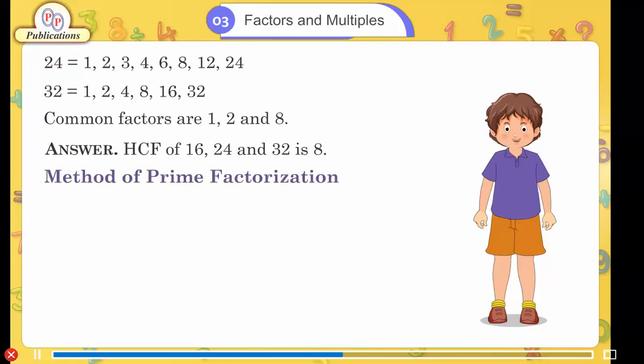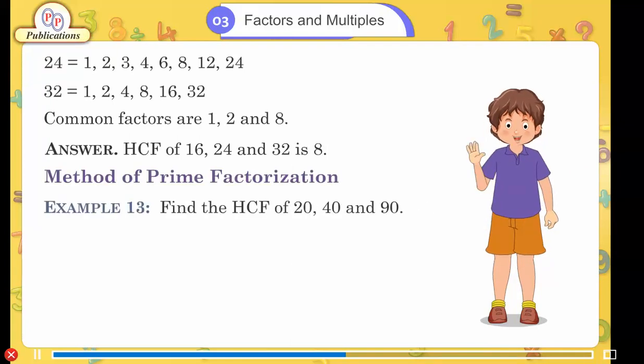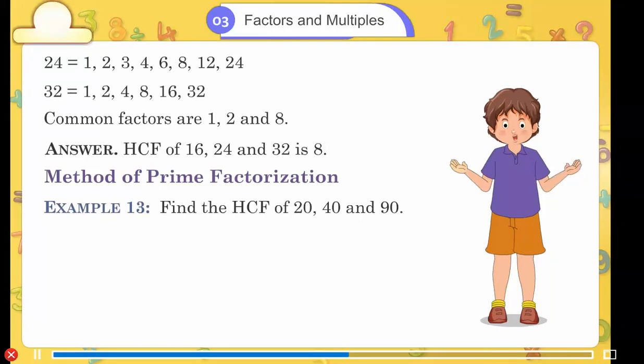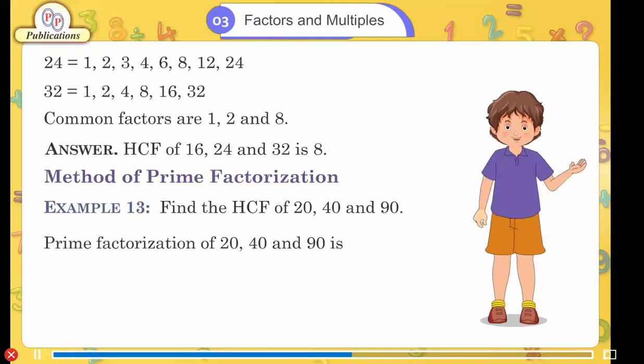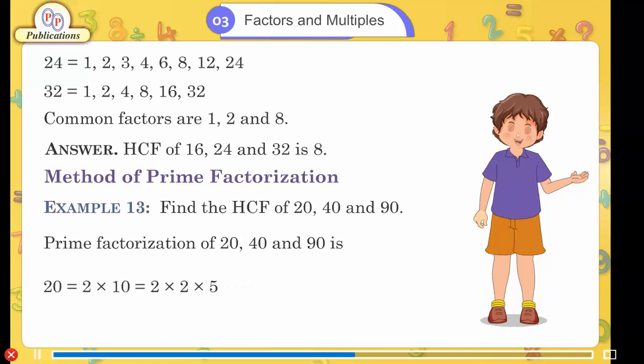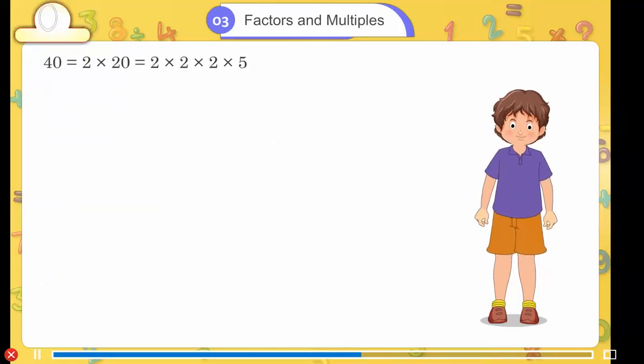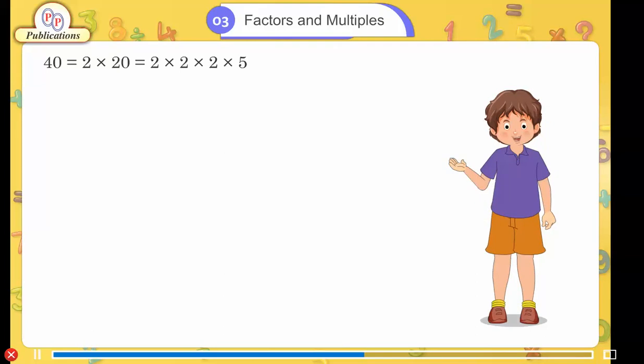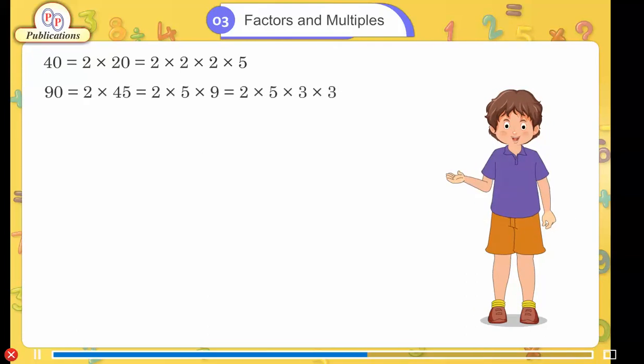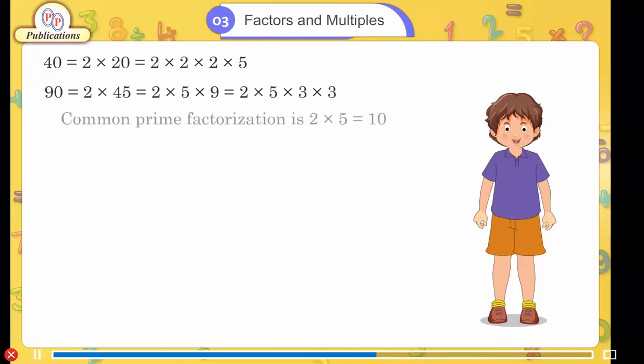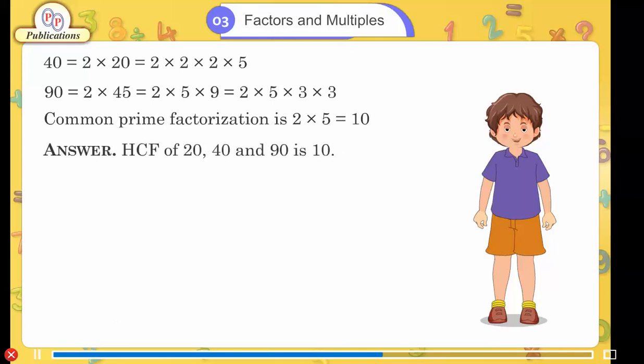Method of prime factorization. Example 13. Find the HCF of 20, 40 and 90. Prime factorization of 20, 40 and 90: 20 is equal to 2 into 10 is equal to 2 into 2 into 5. 40 is equal to 2 into 20 is equal to 2 into 2 into 2 into 5. 90 is equal to 2 into 45 is equal to 2 into 5 into 9 is equal to 2 into 5 into 3 into 3. Common prime factorization is 2 into 5 is equal to 10. Answer, HCF of 20, 40 and 90 is 10.